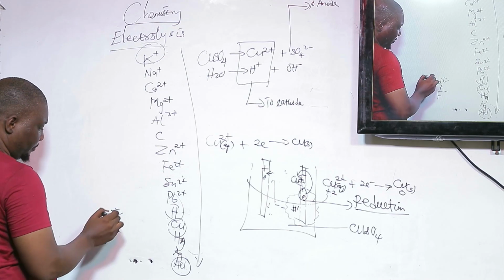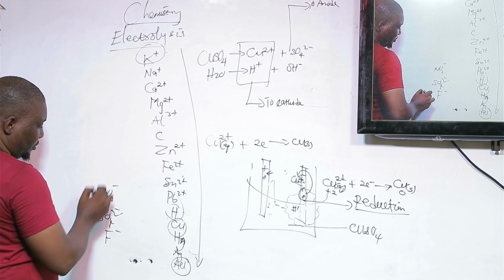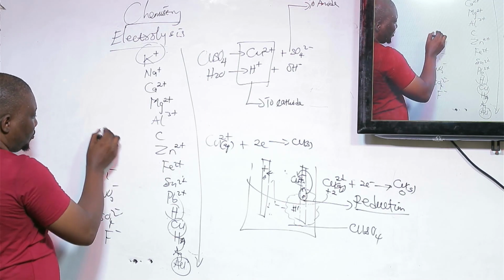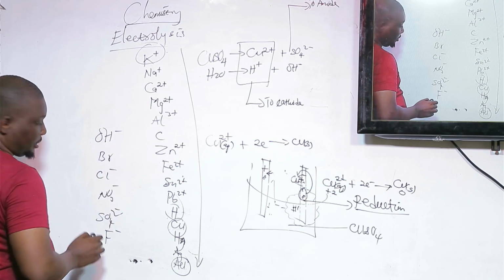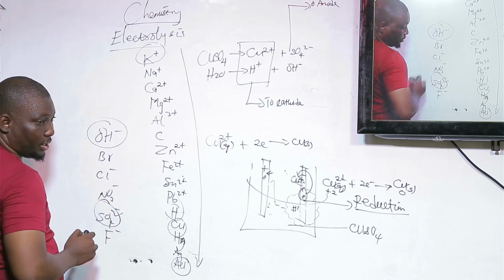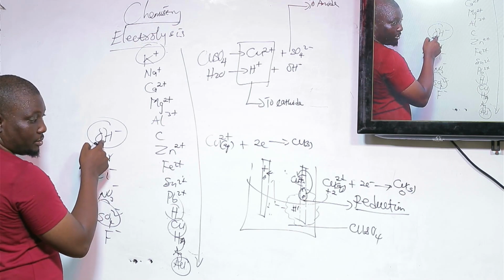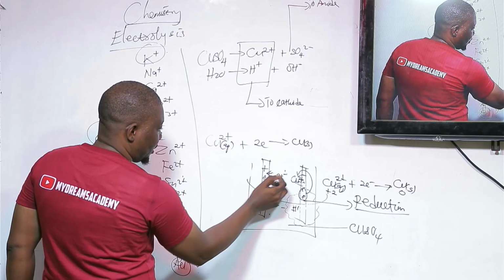We also have NO3 minus, Cl minus, Br minus, and what? OH what? Minus. The lower the cation, the lower anion here is OH minus. So look at SO4 here. Which one is discharged in preference? OH minus. So OH minus leaves the solution and goes somewhere here.